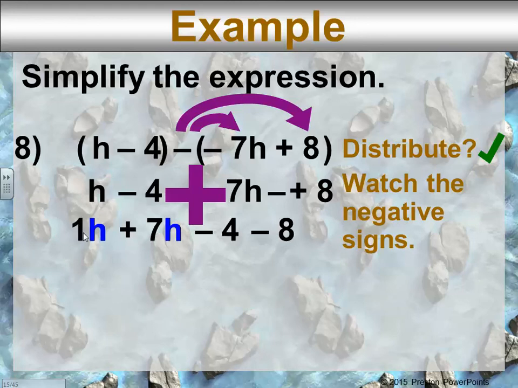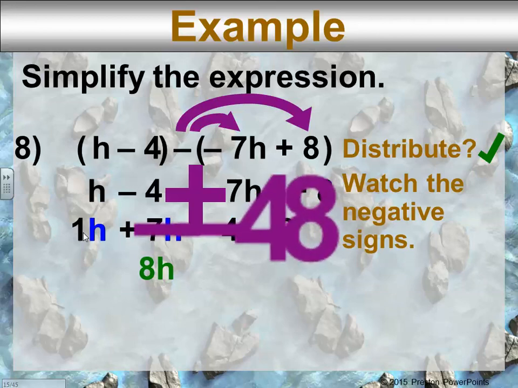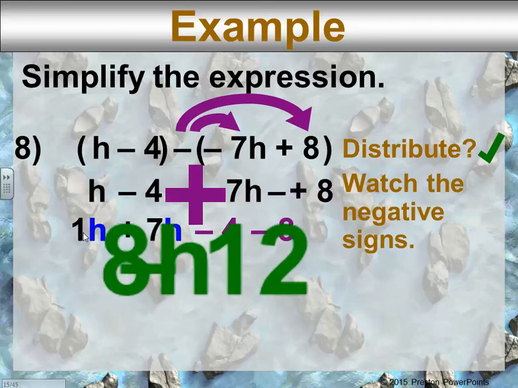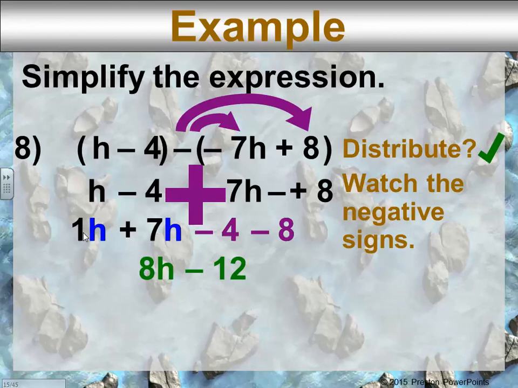Then remember that there's a 1 here. So that's 8h. -4 minus 8 more gives you a -12, and there's our answer. And we can't combine those because those aren't like terms. All right, let's look at that again.